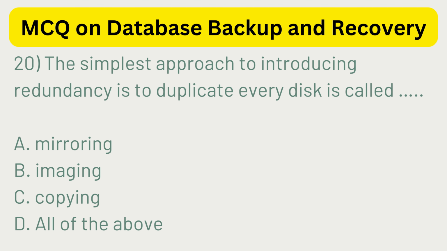Question number 20. The simplest approach to introducing redundancy is to duplicate every disk is called A. Mirroring. B. Imaging. C. Copying. D. All of the above. The correct answer is A.